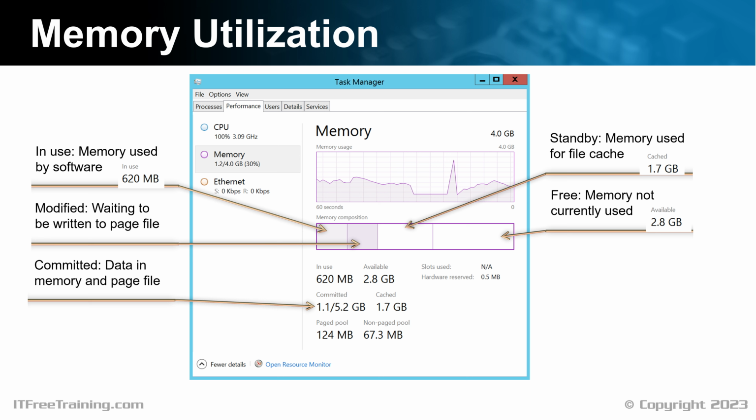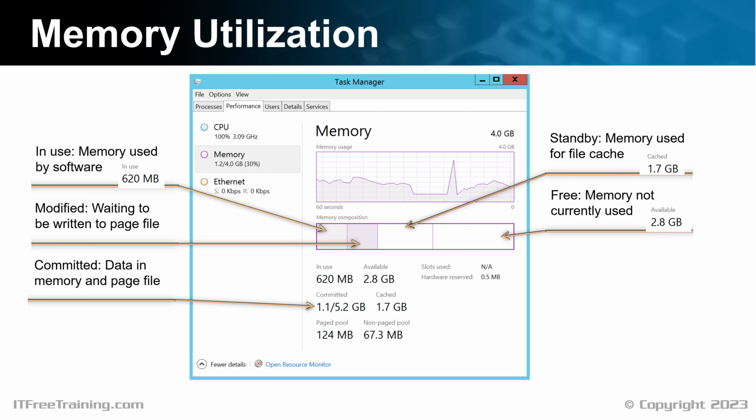This means that currently running software on this computer is using a combined 1.1 gigabytes of physical memory and page file. Notice that this figure is out of 5.2 gigabytes. So essentially, this figure is saying that the total memory of this computer, that is, physical memory plus page file, is 5.2 gigabytes with 1.1 gigabytes currently in use. This gives you a better indication of how much memory is available to programs.